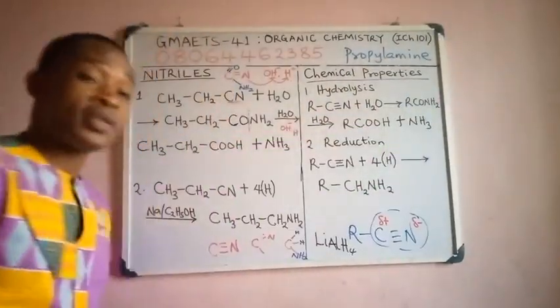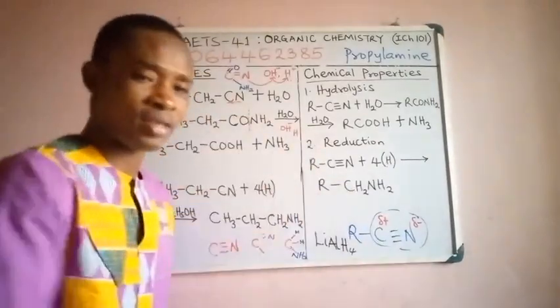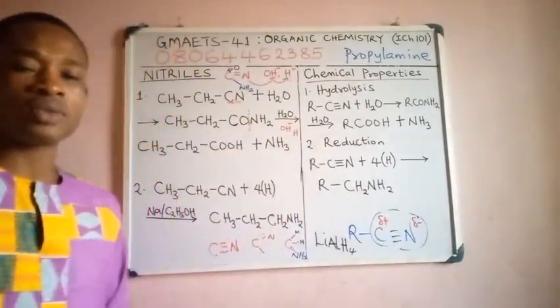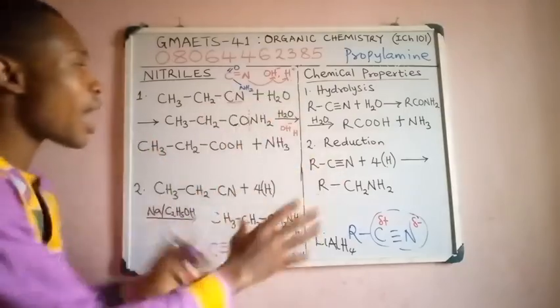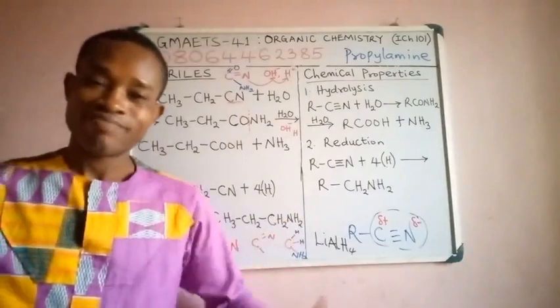Okay. There are some cases in primary amine that we call them as aminoalkane. When we discuss amine and its compounds, we're going to learn that. So this is how the chemical reaction of nitrile occurs.